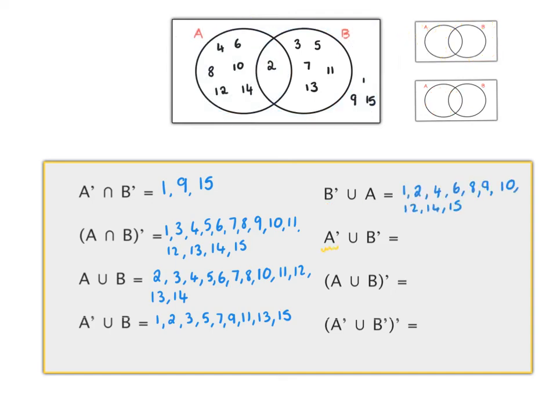Next, A complement and B complement. So we're going to shade in A complement, which is everything that is not in A, and then we're going to shade in B complement, which is everything not in B. Then we're going to shade everything on our Venn diagram that is shaded on either of the two Venn diagrams on the right, and that only leaves the number 2. So we're going to write down all our numbers that are shaded.